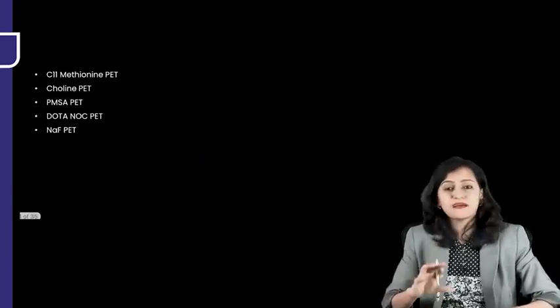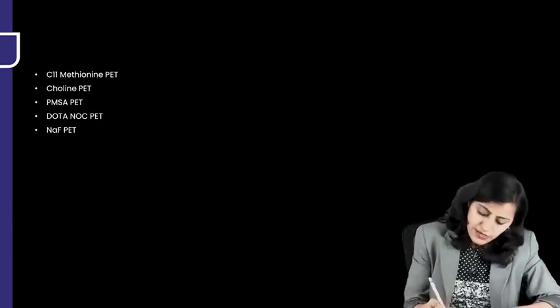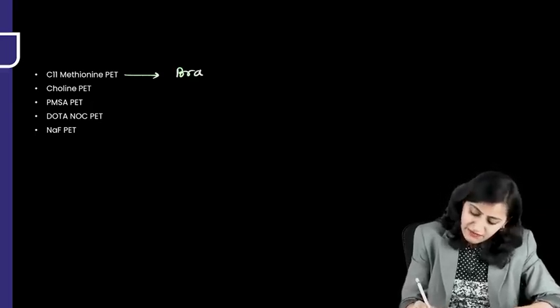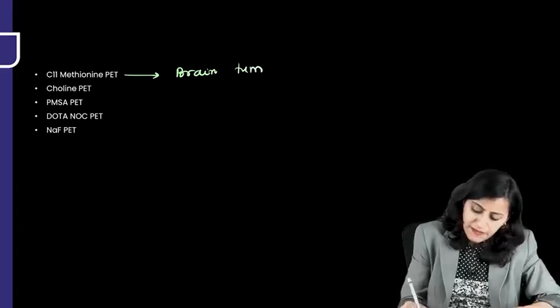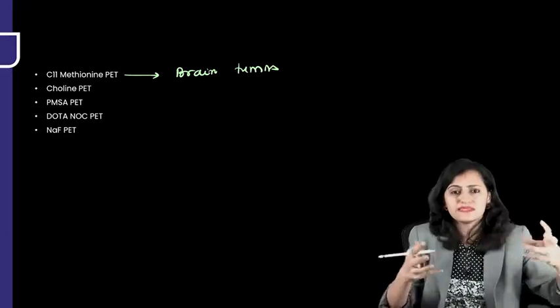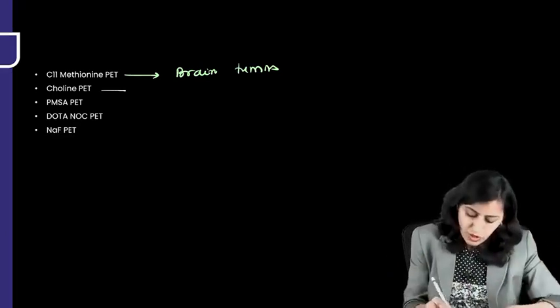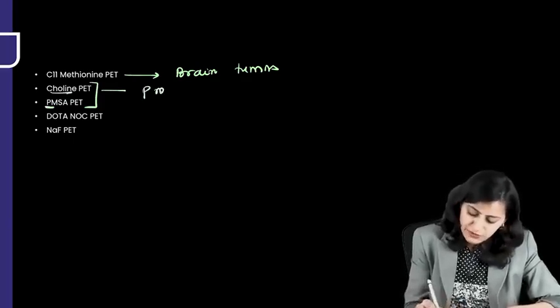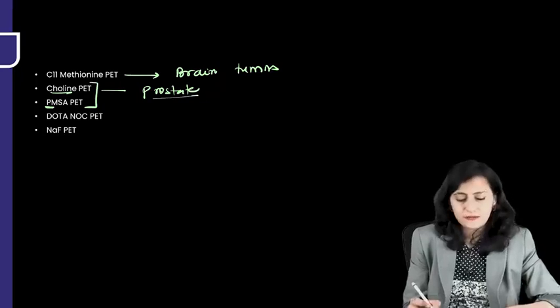Now coming to some specific PETs that are used. So where do we use C11 methionine PET? C11 methionine PET is used for brain tumors, right? Brain tumors, a lot of cell membrane turnover, the C11 will go there. Choline PET, PSMA PET, remember this is prostate. P for prostate and choline is also for prostate cancer.